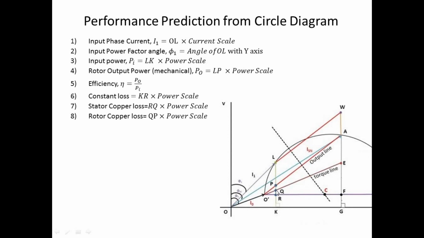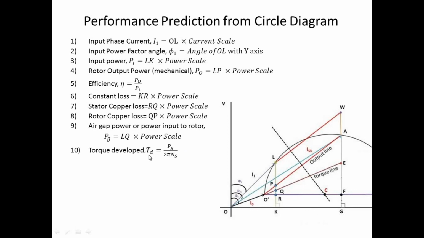And if you are looking here, this is constant loss and this is stator copper loss. So the power input to the rotor, or the air gap power, will be LQ. Input power minus constant loss minus stator copper loss will give the air gap power or power input to the rotor. So Pg is equal to Lq into power scale. So if we found Pg, we can easily find the torque developed by Td equal to Pg by 2 pi ns, where ns is the synchronous speed of the motor.